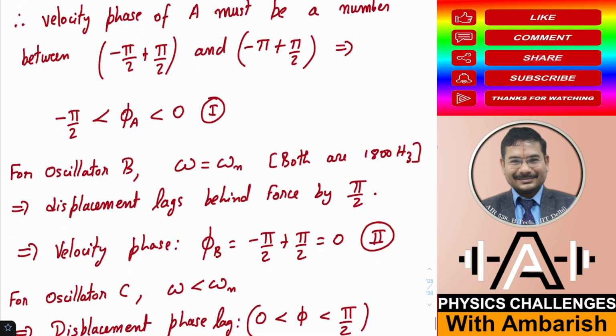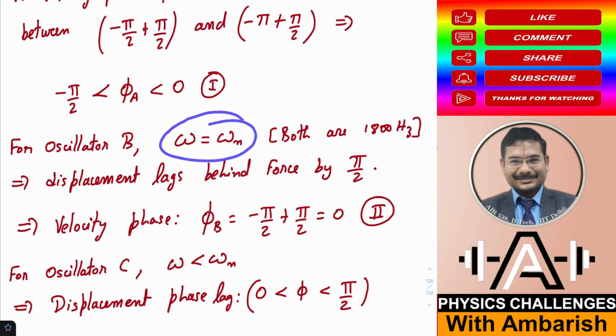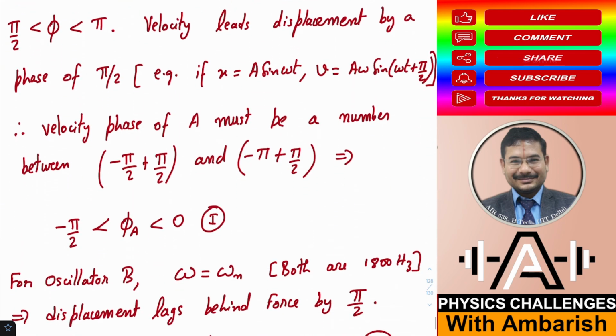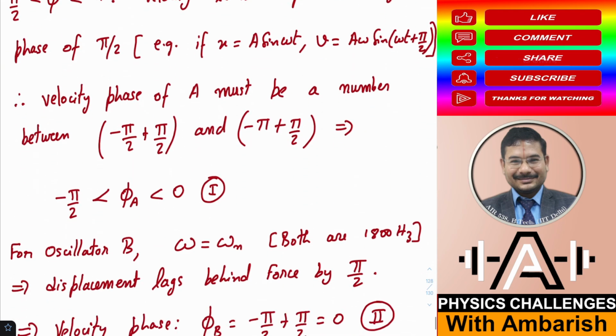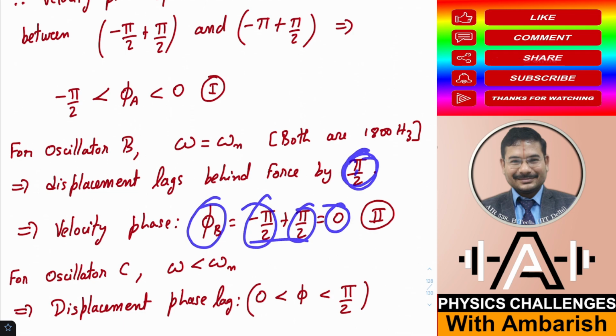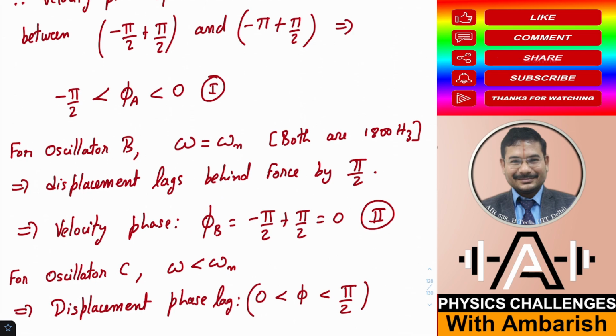Now for oscillator B, omega is the same as the natural frequency. Both are 1800 Hz. The driver is also 1800 Hz and the driven is also 1800 Hz for oscillator B. That means displacement lags behind the forcing function by a phase of pi by 2. So what is the velocity phase? Since this is a lag of pi by 2, the phase is minus pi by 2. So minus pi by 2 plus pi by 2 becomes 0. So the phase of velocity of B is 0.